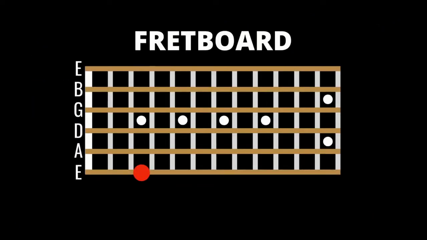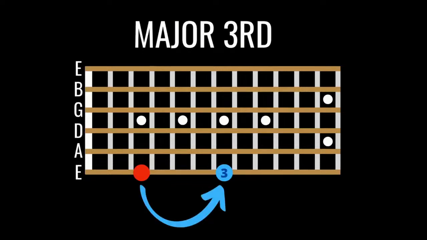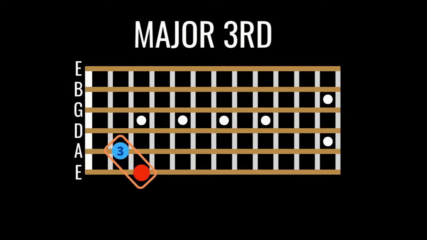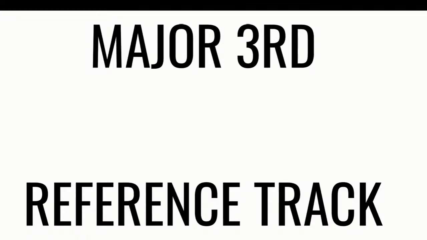To play a major third on guitar, you can play a note 4 semitones or 4 frets higher than our starting note on the same string, or on the next string but 1 fret lower. Our reference track for a major third is the first 2 notes of The Simpsons theme tune.